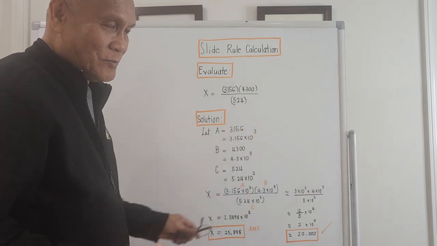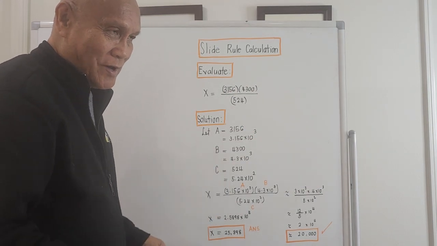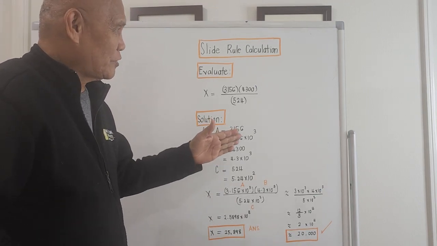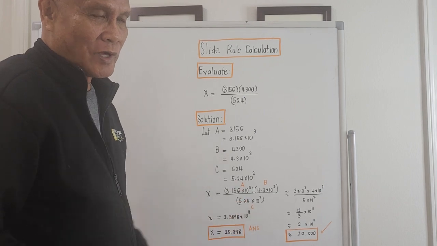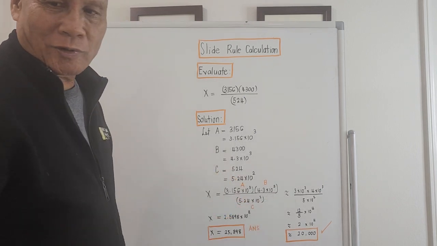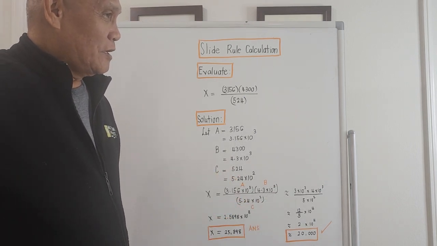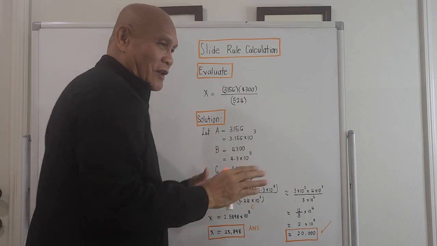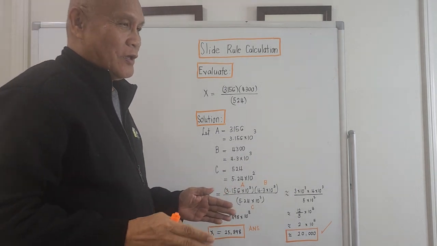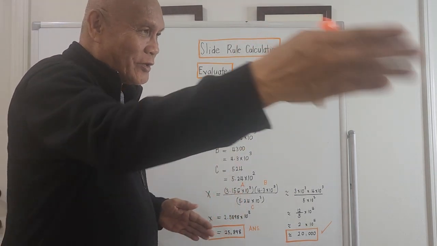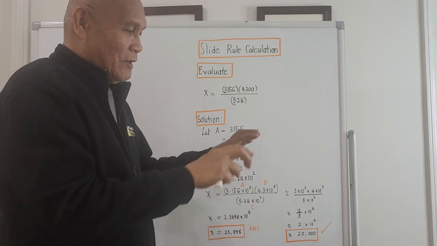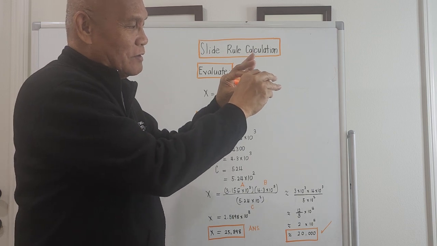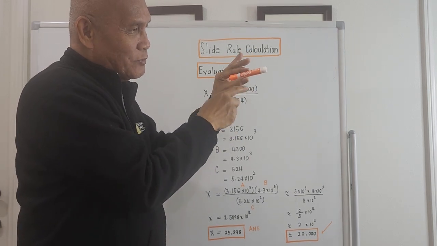The next topic in my session is, in the past tense, but we could still use this even though we are using calculators now. Actually, this is more accurate than using your calculator if you are not careful. The title of my next topic is the slide rule calculation. The slide rule was the equivalent of the calculator a long time ago. It is a three-piece bamboo thing.